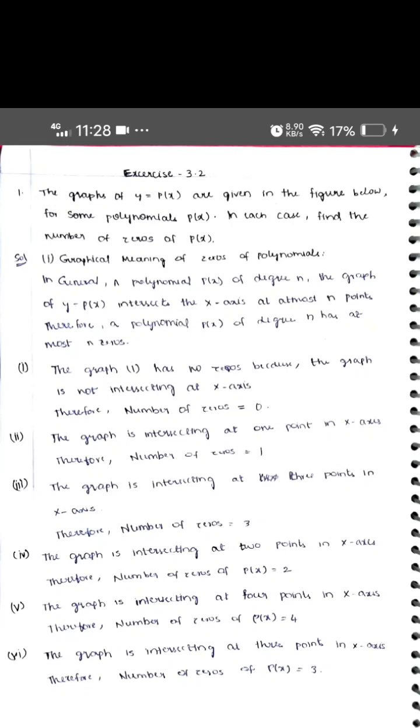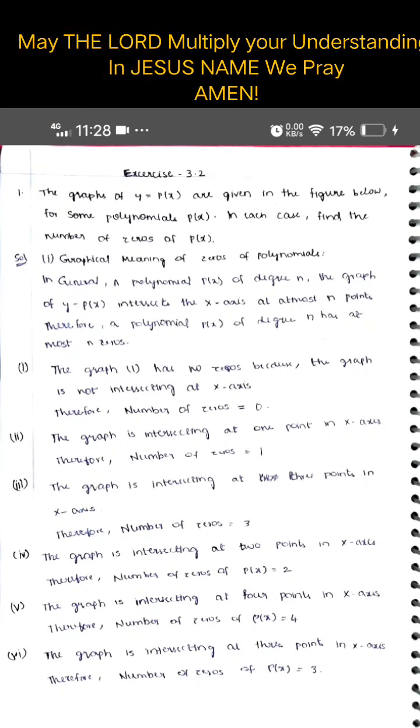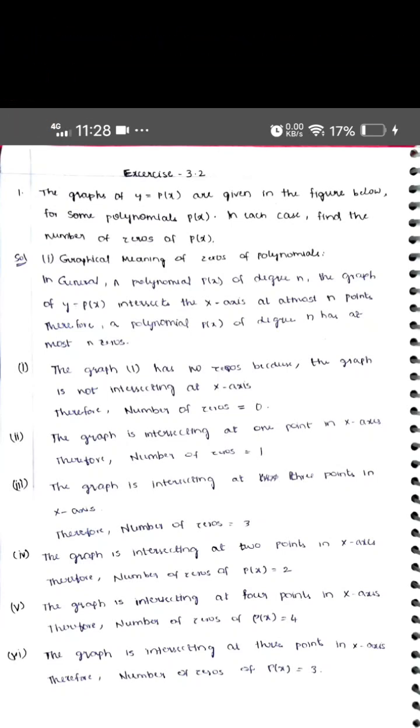So I have given here: the graph is intersecting at 1 point on the x-axis. Therefore, the number of zeros is equal to 1. The graph is intersecting at 3 points on the x-axis. Therefore, the number of zeros will be 3. For the fourth graph, we checked it is intersecting at 2 points. So it is 2. The graph is intersecting at 4 points on the x-axis. So the number of zeros of p of x will be 4.